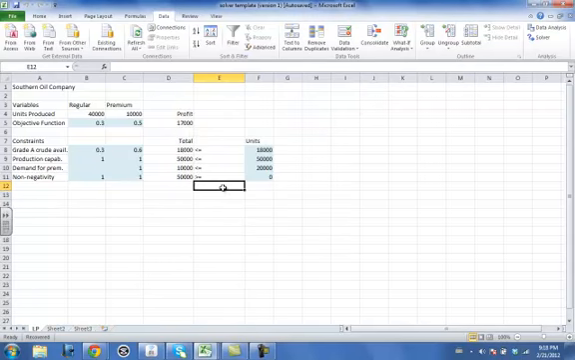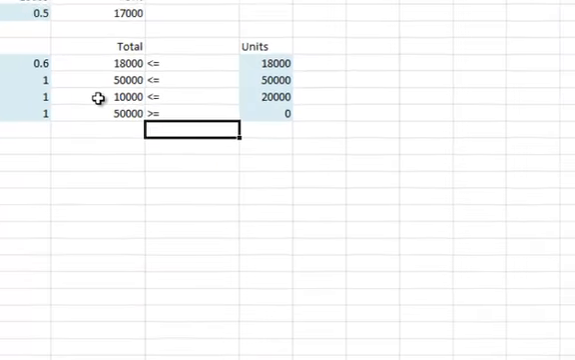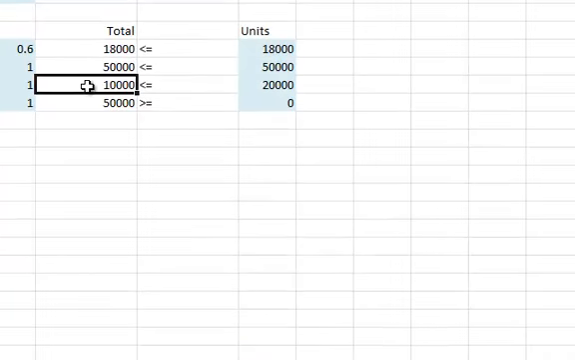OK. And notice that we have 40,000 gallons of regular gasoline, and we should do 10,000 gallons of premium gasoline. Also notice for the demand for premium, even though we have the demand for 20,000, we're only going to produce 10,000 gallons.